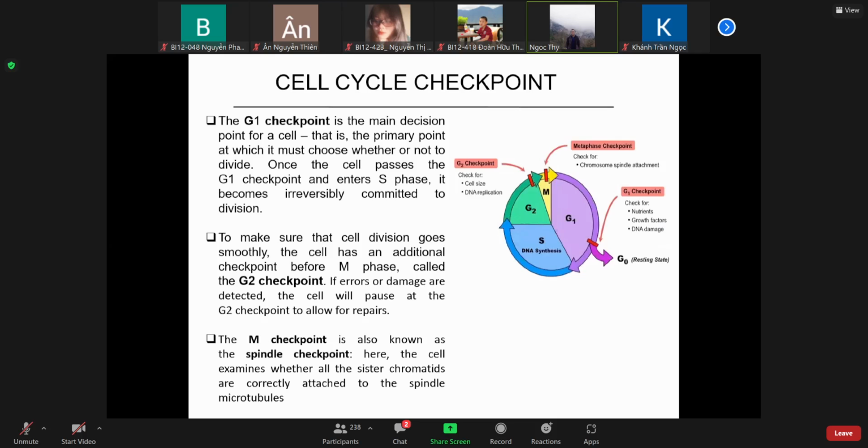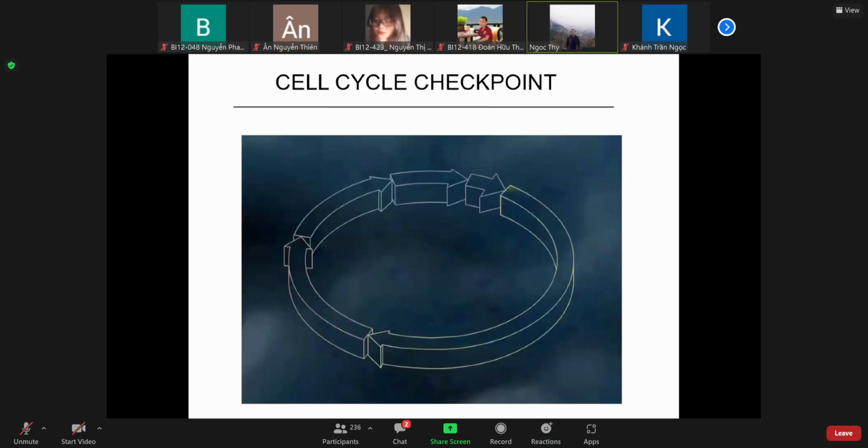The second checkpoint is the G2 checkpoint. It checks, after the S phase, that the DNA replication happened normally, and that all the enzymes and materials necessary for the mitotic stage are enough for the cell division. And the last one is the M checkpoint, the checkpoint after the M phase to make sure that the cell divided normally. So that's a good checkpoint.